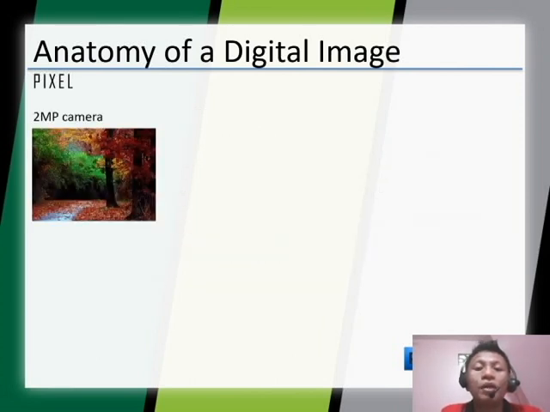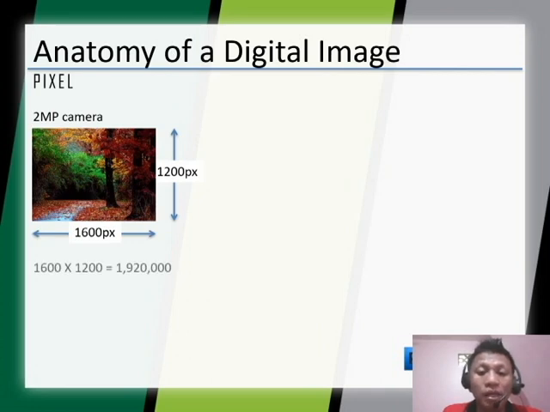Example, for the 2MP camera, if you multiply the width and the height of the 2 megapixel camera, the result, or the product, is 1,920,000 pixels, or 1.92 megapixels, or 2 megapixels.